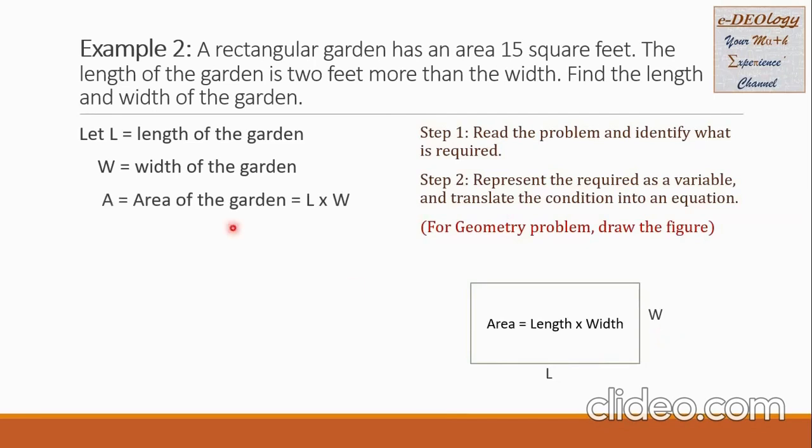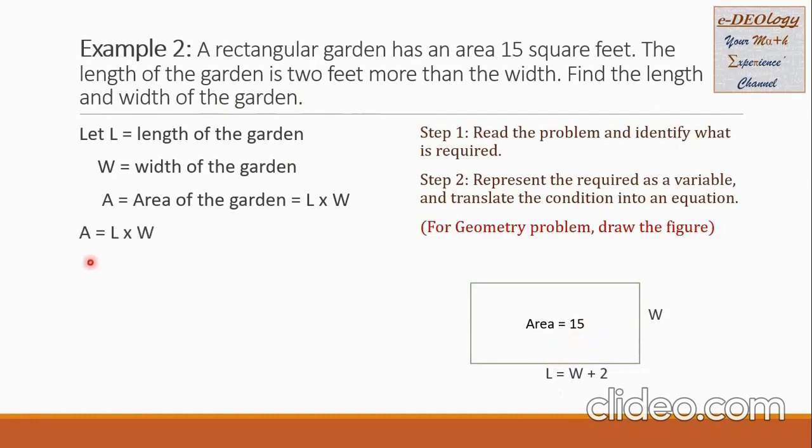Next, the area of this rectangular garden is length times width. Another condition of the problem is the length of the garden is 2 feet more than the width. So our equation here, we write L equals W plus 2. Area of the rectangular garden is 15 square feet. So we put here area equals 15.